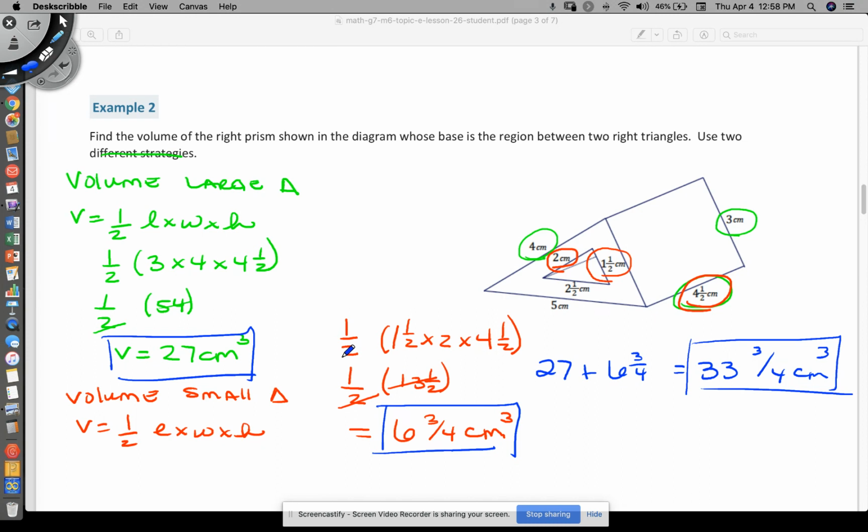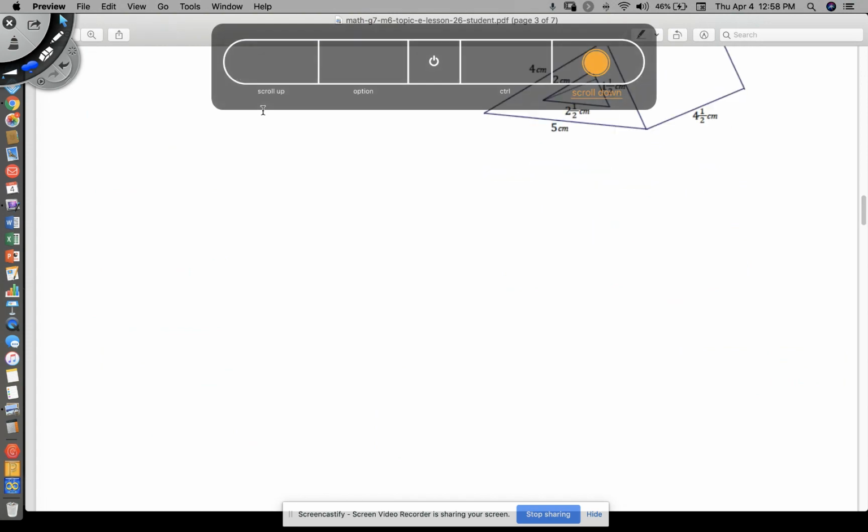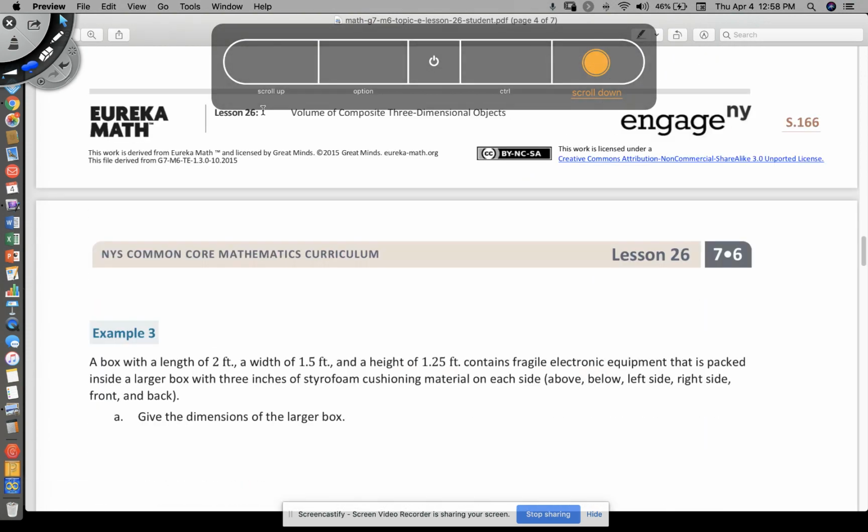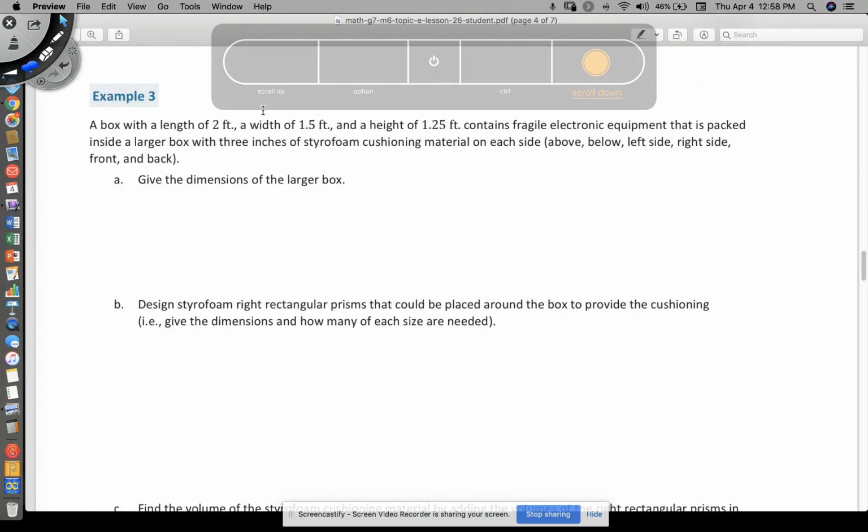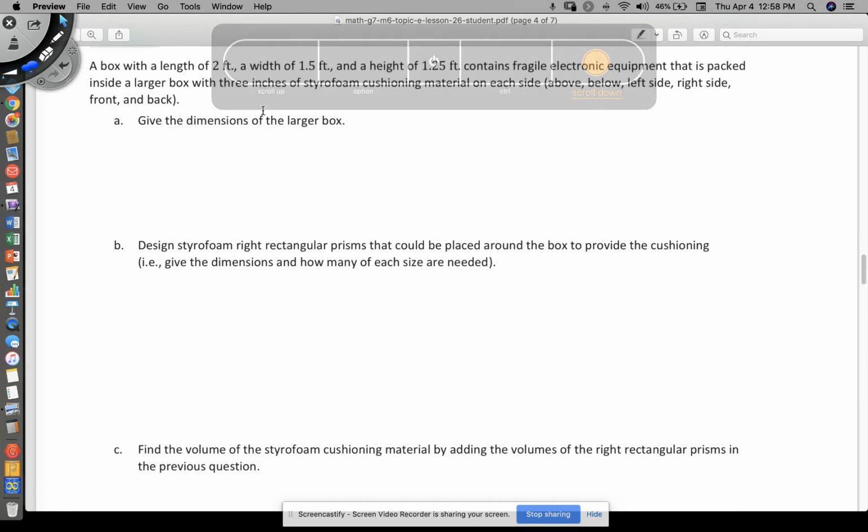All right, you guys are going to do example 3, A, B, C, and D. Do your best, try your best. Okay, it is going to challenge you, but what they did was they took this problem. I'll just kind of walk you through it real quick. They took this problem and they broke it into sections to kind of guide you through it. So you have a box with a length of a 2 by 1.5 by 1.25. So it's a rectangular box.